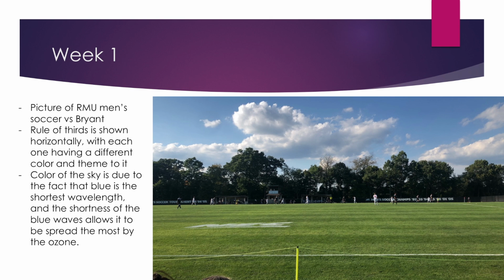So starting in week 1, the themes were color and the rule of thirds. I have a picture from RMU men's soccer as they took on Bryant. This was a couple months ago now, near the start of the year, obviously. And what I noticed is I used the rule of thirds here horizontally. I know a lot of people use it vertically, but there's definitely 3 distinct areas of this photo. In roughly thirds, there's the field, the trees, and the sky.